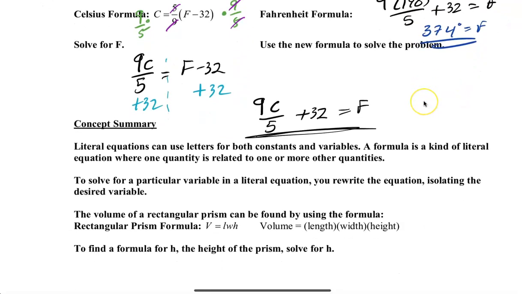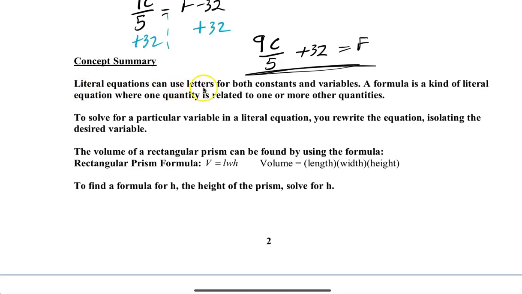So with that in mind, this is a little recap. Literal equations can use letters for both constants and variables. A formula is kind of a literal equation where one quantity is related to one or more quantities. To solve for a particular variable in a literal equation, you write the equation isolating the desired variable. So treat it like a normal problem, basically. If I want to get a variable by itself, get rid of everything else like we normally do. And then there you go.